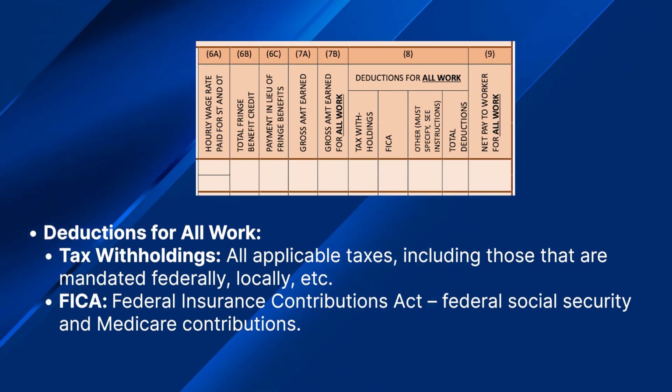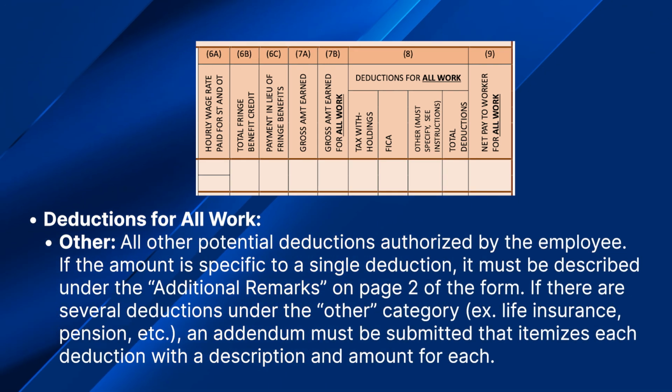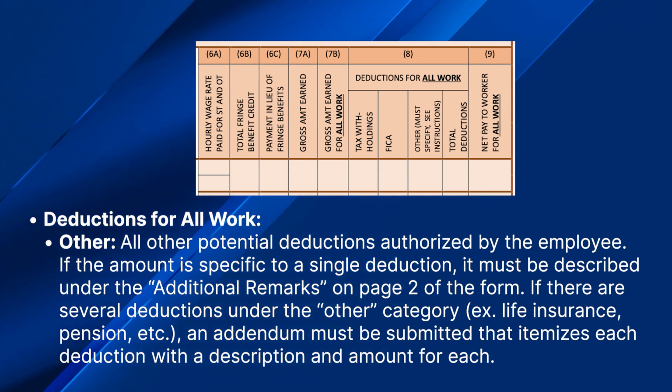First, we have tax withholdings, which would be all applicable taxes, including those that are mandated federally, locally, or statewide. Next is the Federal Insurance Contributions Act, which are the federal Social Security and Medicare contributions. And finally, in the other box, you would include all other potential deductions specifically authorized by the employee. This is a major key in this section.